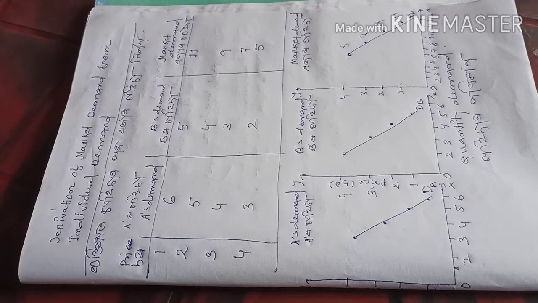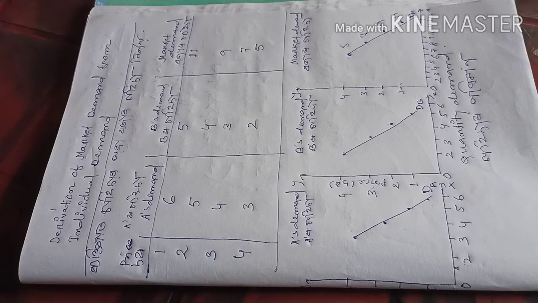First, when the question comes for 6 marks, then you have to write first the definition of market demand and individual demand. Then you can say that market demand is derived from individual demand by the sum of the individual demand. So this can be explained with the help of a schedule and diagram. So you have to give the schedule and diagram.